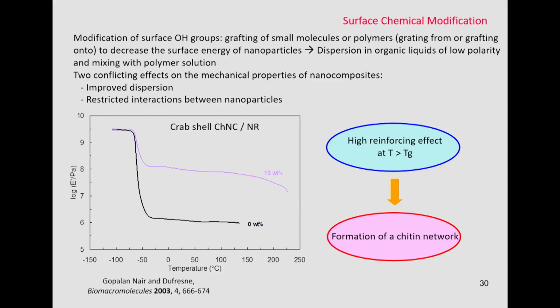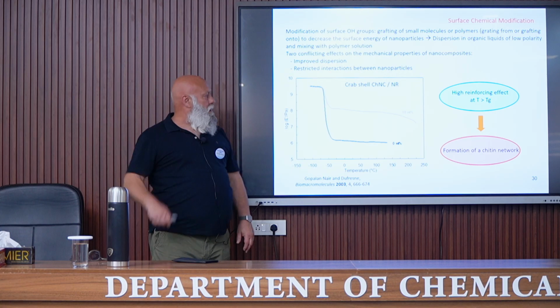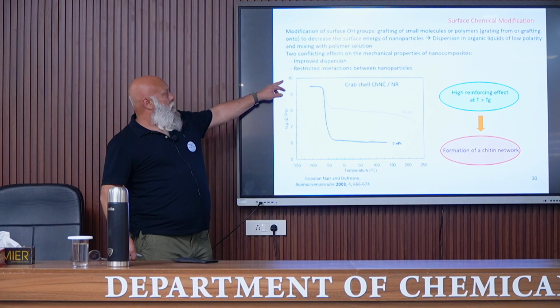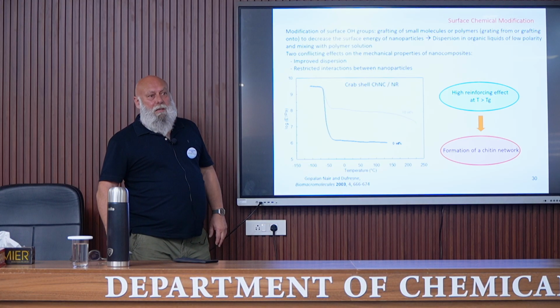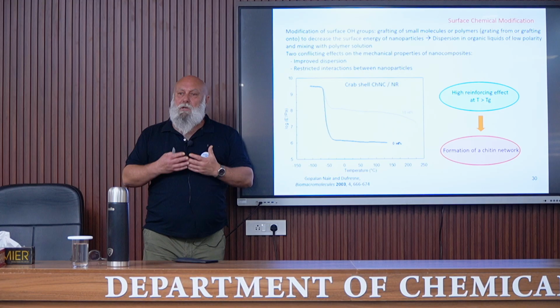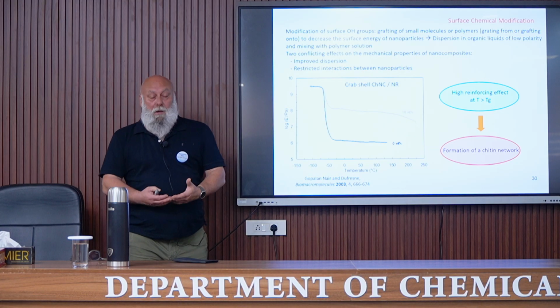Chemical modification of the surface. So it impacts the OH groups. We have seen that we can graft small molecules, longer molecules, but there are two conflicting effects. Of course, we can improve the dispersion of the nanocrystals after hydrophobization in an apolar liquid. But at the same time, because of the grafting of this molecule, the interaction between the nanocrystals are limited, meaning that the formation of the network is more difficult.